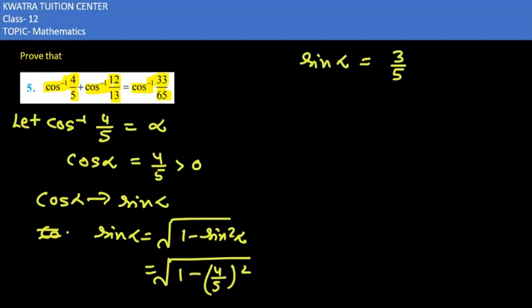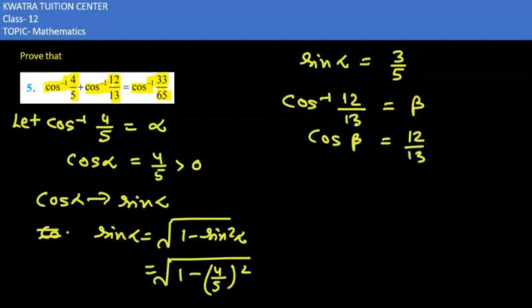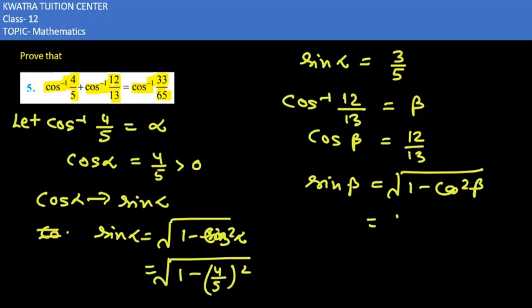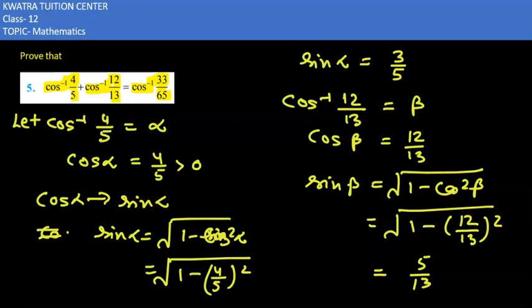So now in the same way, we find cos inverse of the second term, which is 12 by 13. We will take that equal to beta. So beta will be the same way, cos beta is 12 by 13. Again it is in the first quadrant. So now sin beta will be obtained by the square root of 1 minus cos square beta. I'm sorry for this mistake, this is the value of cos. So here 1 minus 12 by 13 to the whole square. When we simplify, we will get 5 by 13, which is the value of sin beta.